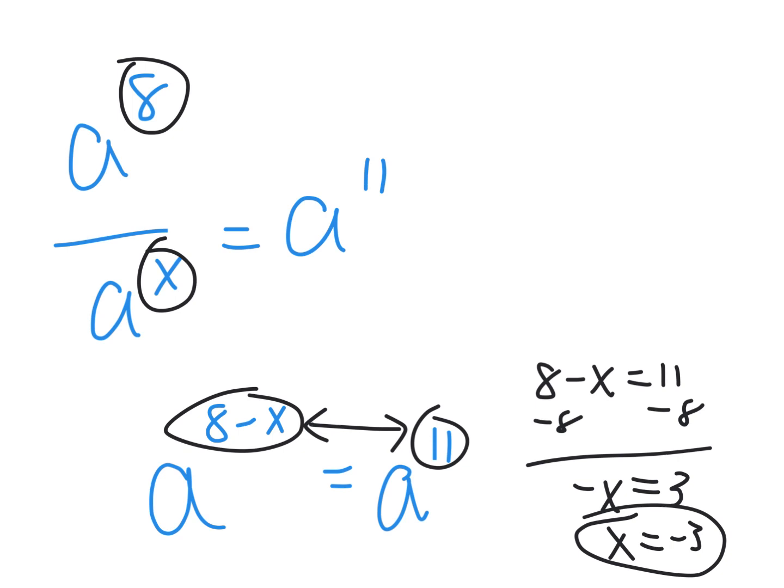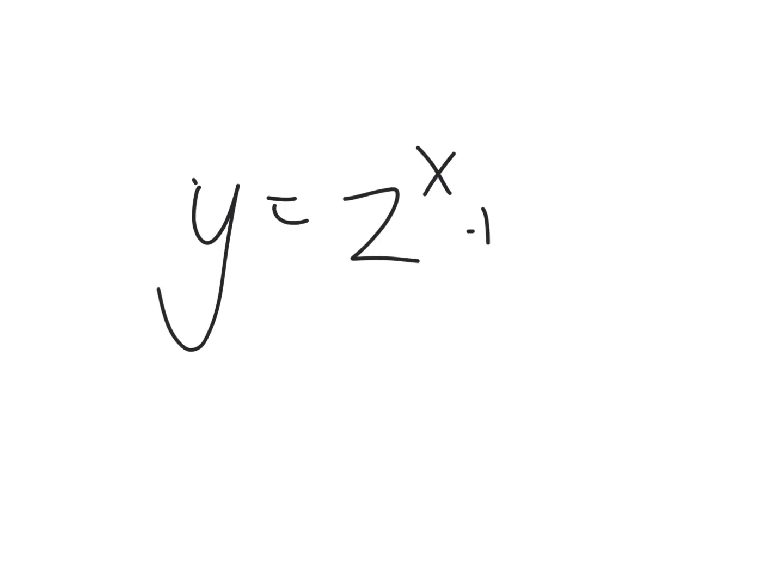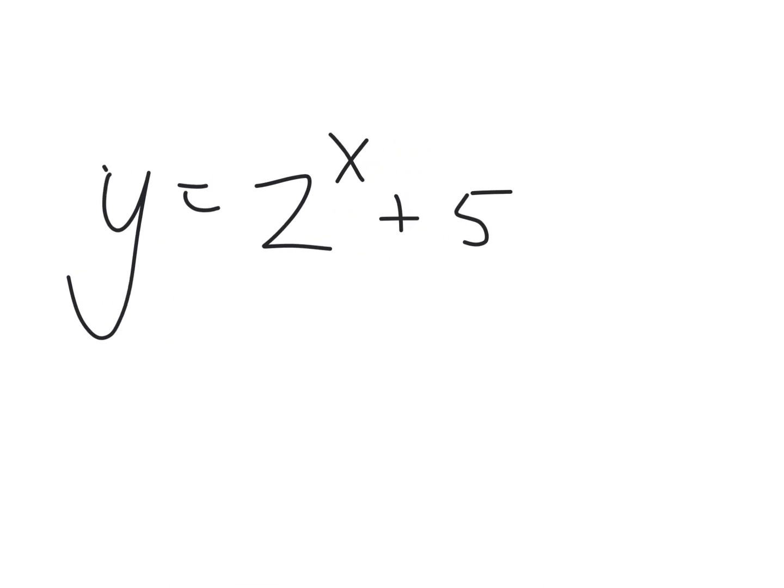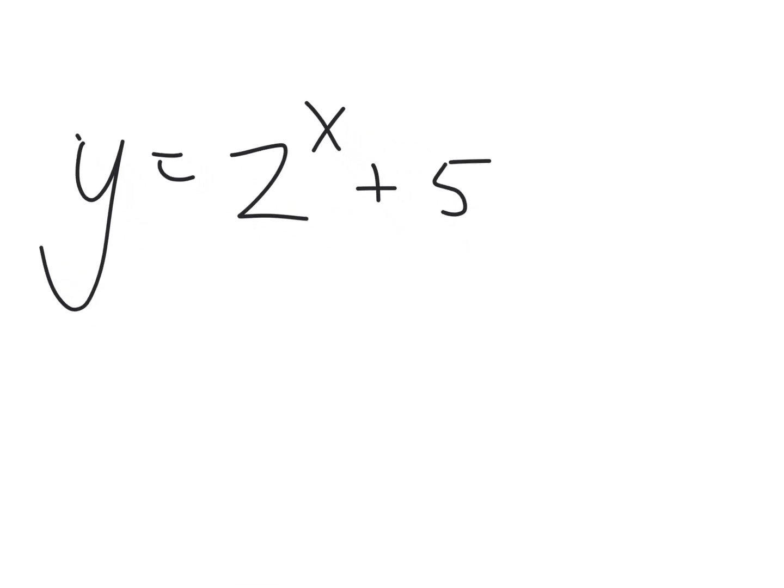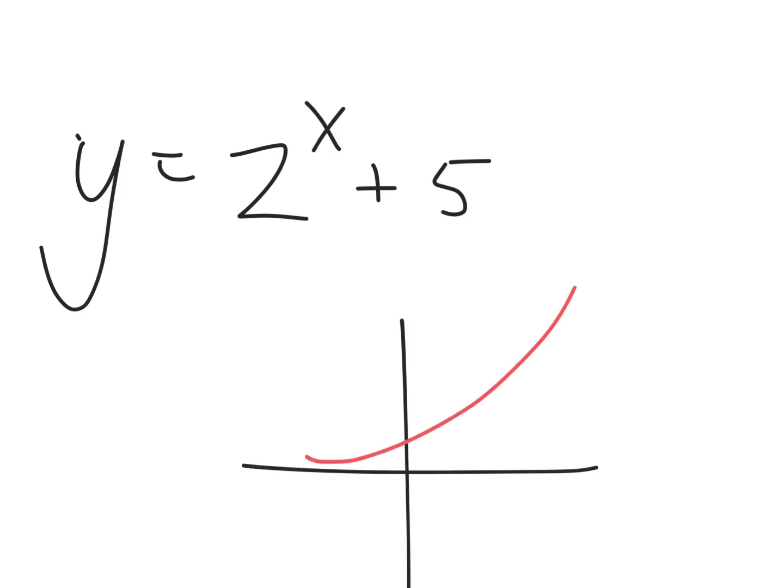Okay, next topic is about graphing exponentials. These are easier than logs. Imagine that I gave you this, y equals 2 to the x plus 5. If you knew exactly what 2 to the x looks like, you could just move it up 5. Well, this is kind of what 2 to the x looks like. And if I just want to move it up 5, I would take every point on it and move it up 5. And then my new answer would be like here.